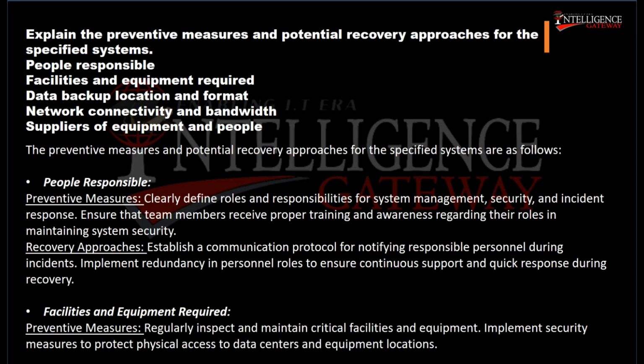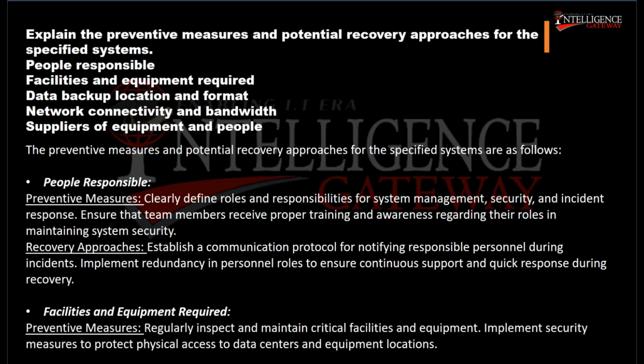People responsible. Preventive measures: clearly define roles and responsibilities for system management, security, and incident response. Ensure that team members receive proper training and awareness regarding their roles in maintaining system security. Recovery approaches: establish a communication protocol for notifying responsible personnel during incidents. Implement redundancy in personnel roles to ensure continuous support and quick response during recovery.